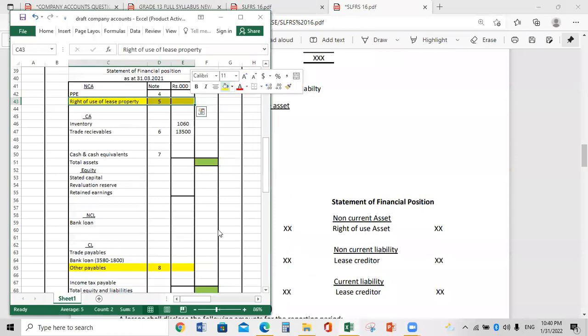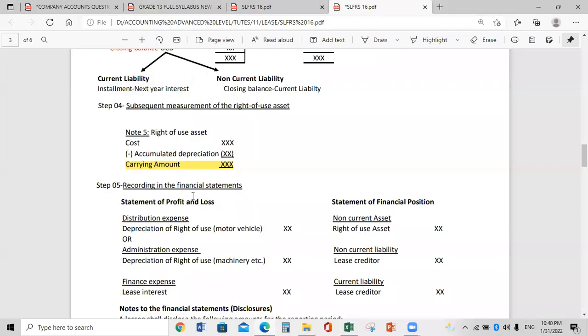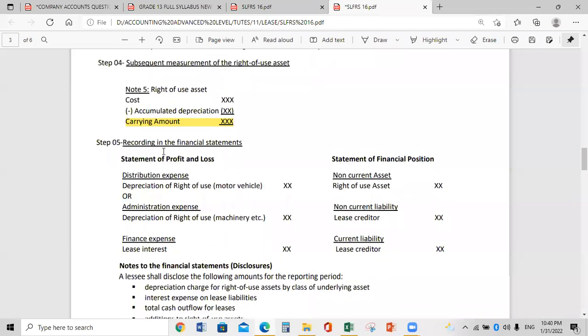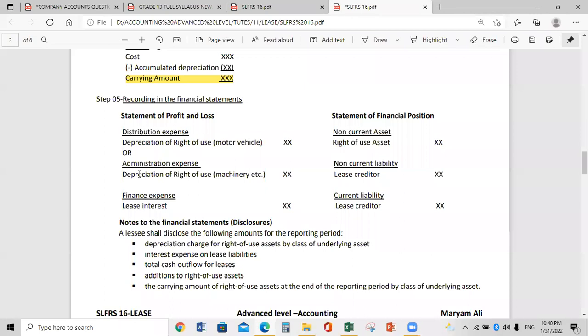The second place is the statement of profit or loss. Don't forget to record the depreciation. If it's a machine, administration. If it's a motor vehicle, distribution. So in our example, distribution, you have to record the depreciation. That is the second place. The third place you have to record is the lease interest under finance expense. So three places you have to record.